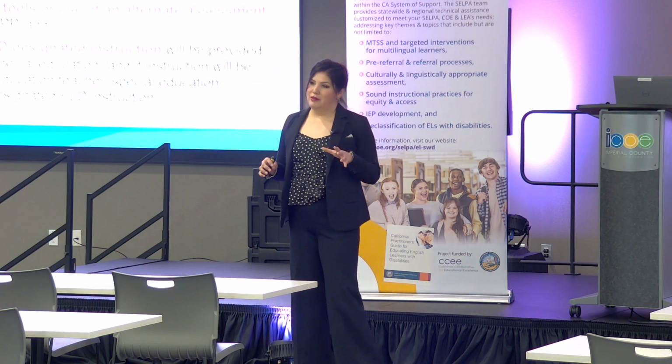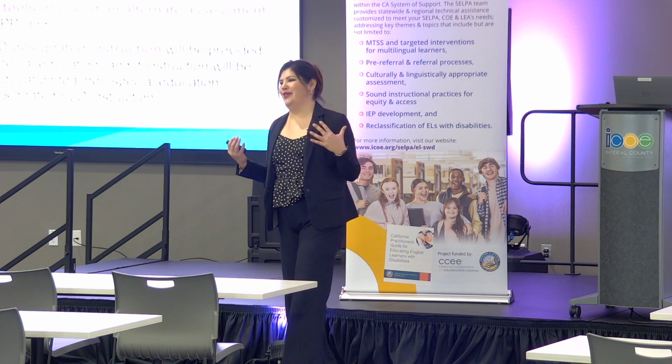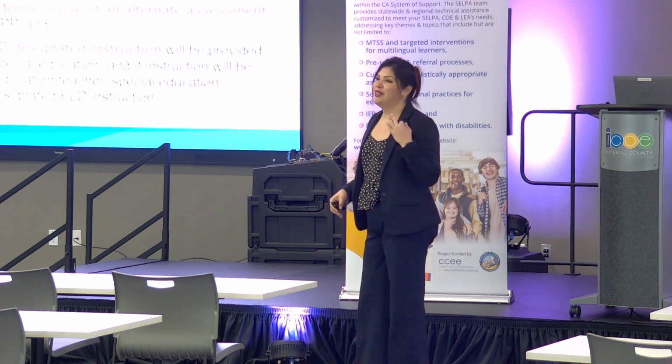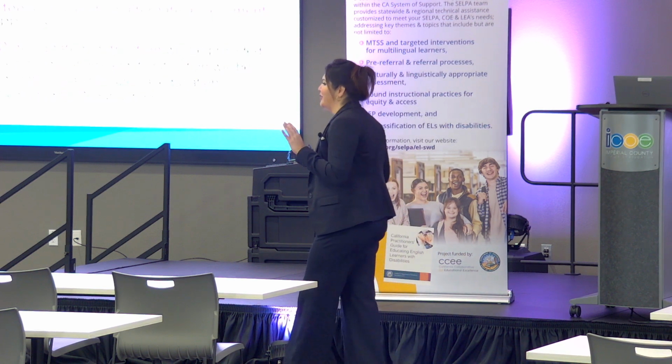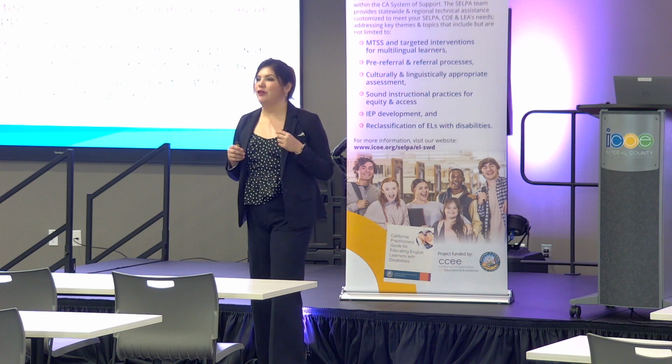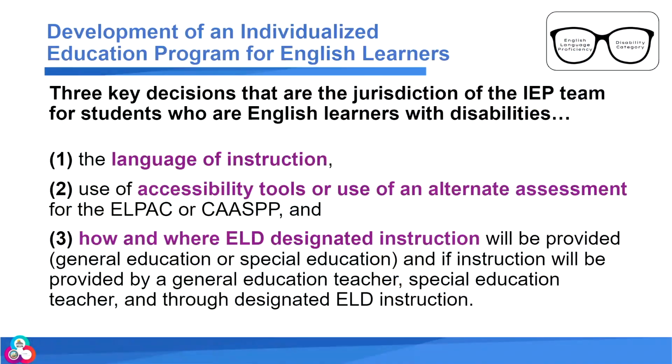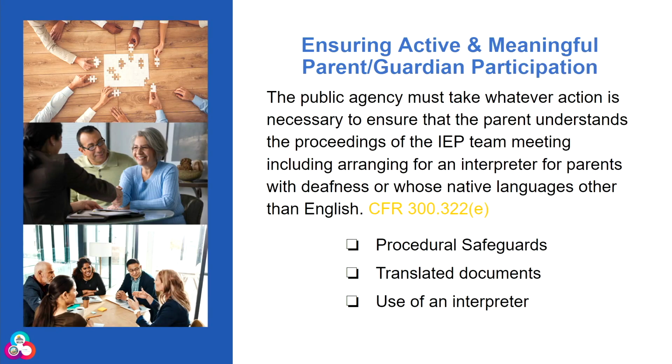So to narrow it down and not overwhelm us with a sense of dread of, oh my goodness, there's so much to do, we're going to focus on the 3 key decisions that are the jurisdiction of the IEP team for students who are dually identified. Number 1 is the language of instruction. Number 2, accessibility tools or use of an alternate assessment. And number 3, how and where will ELD designated instruction be provided? We always talk about comprehensive ELD, but today we're focusing on designated ELD instruction.